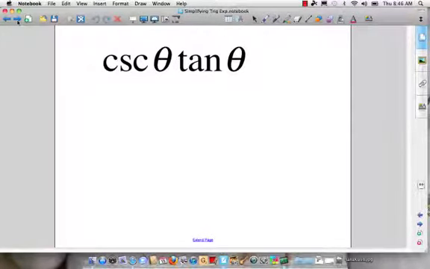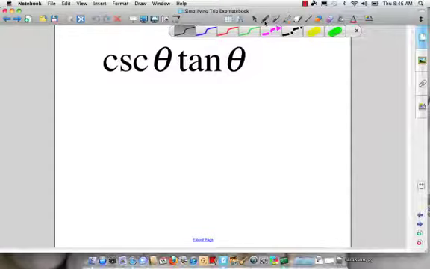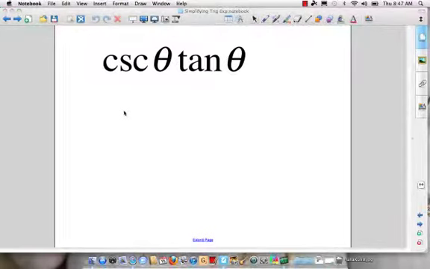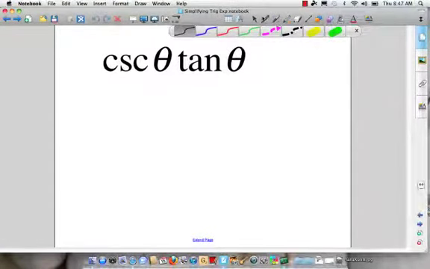Suppose you're given the expression cosecant theta tangent theta, and your instructions are to rewrite it or simplify it. Well, the first thing I'm going to do, and this is always a good strategy, if you don't know what else to do, it's always a good idea to rewrite things in terms of sines and cosines.